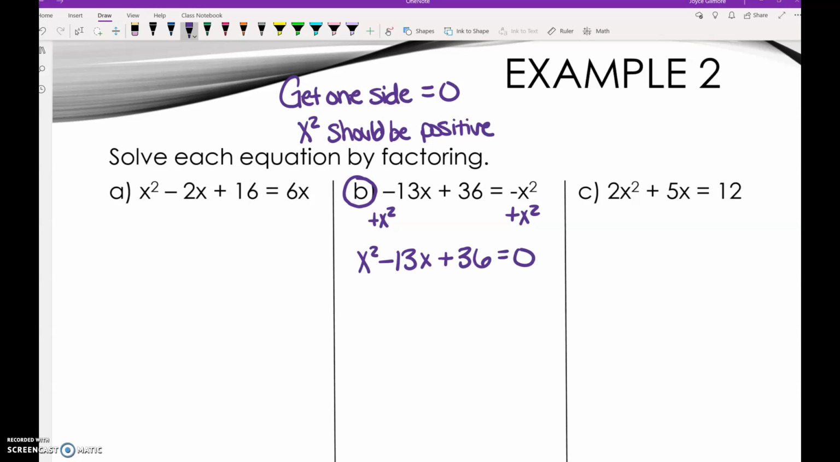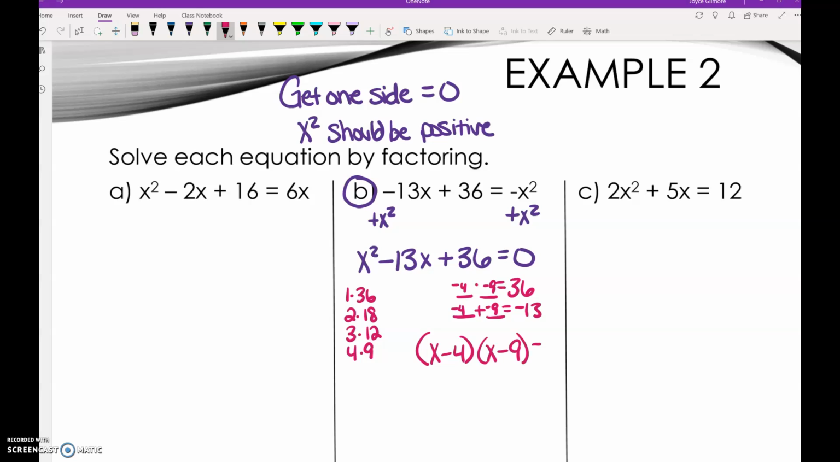If you're watching the video, pause the video. So this would be negative 4 and negative 9. So x minus 4 times x minus 9 equals 0, which means our solutions are positive 4 and positive 9. How'd you do?